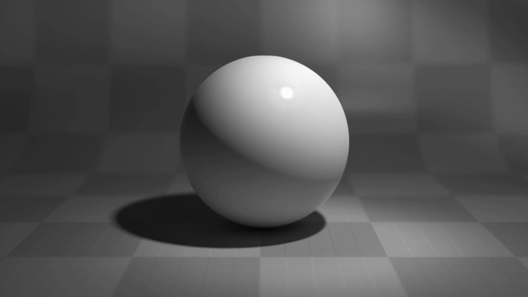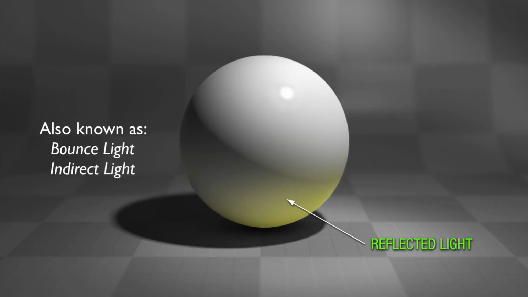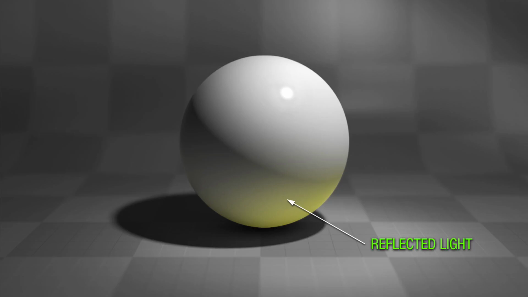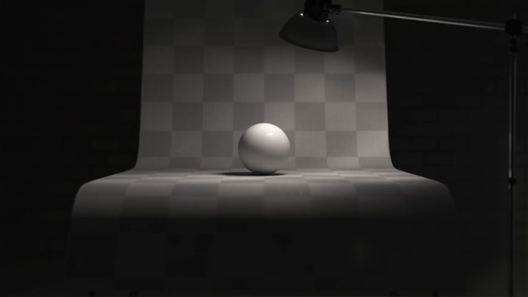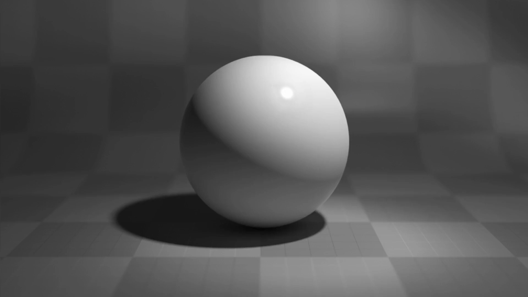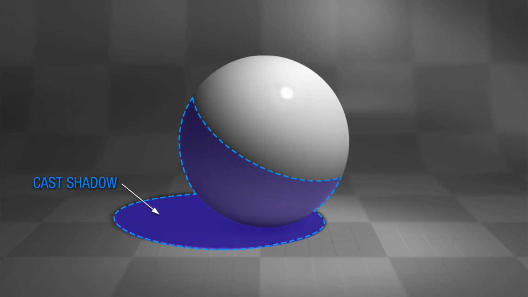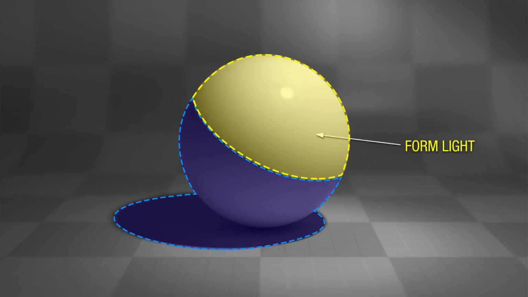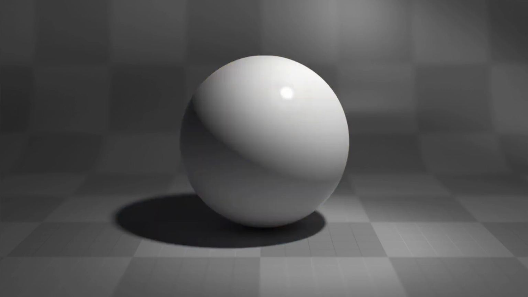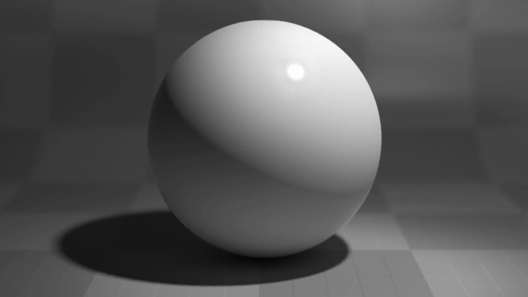The first of these 8 modeling factors is reflected light. It's also sometimes called bounce light or indirect light. In this scene, the light is coming from above. It hits the floor and reflects back into the form shadow of the sphere. One important thing about reflected light is that you can find it only within the shadows. That means form shadow and cast shadow, but almost never within the form light. If you take a closer look at the form shadow, you might notice how the reflected light gets darker or weaker the higher we go on the sphere.